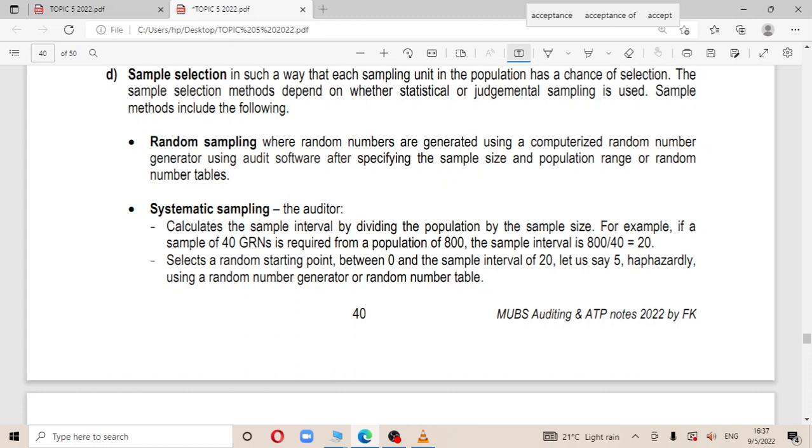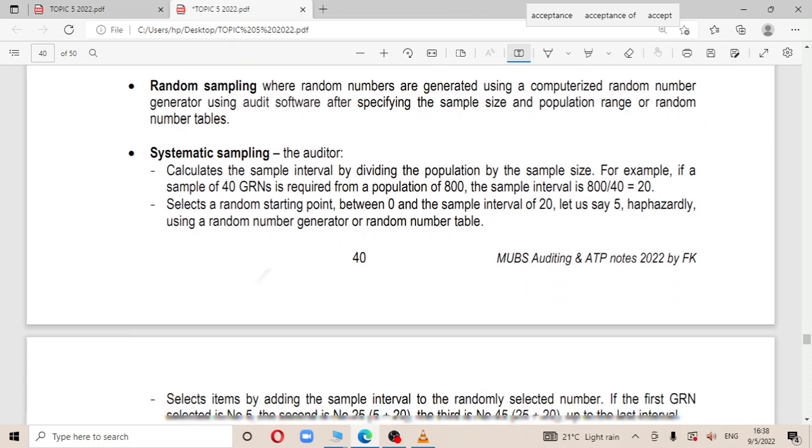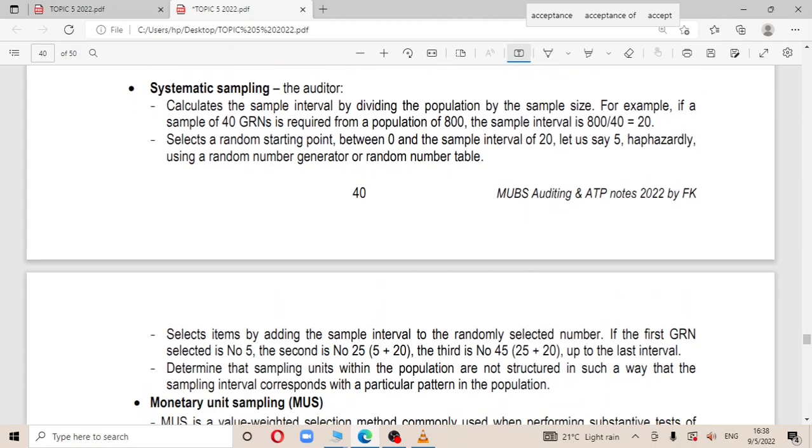Then statistical systematic sampling, we also studied it in statistics. Under systematic, you get the population divided by sample size, to get the interval. So the interval is what you keep skipping. For example, if the population is 800 and the sample size is 40, out of the 800 you want to audit only 40. The interval will be 20. So you select the first item, then you jump 20, you select another one. You jump 20, you select another one. So the interval is what you keep skipping. Now that is systematic.